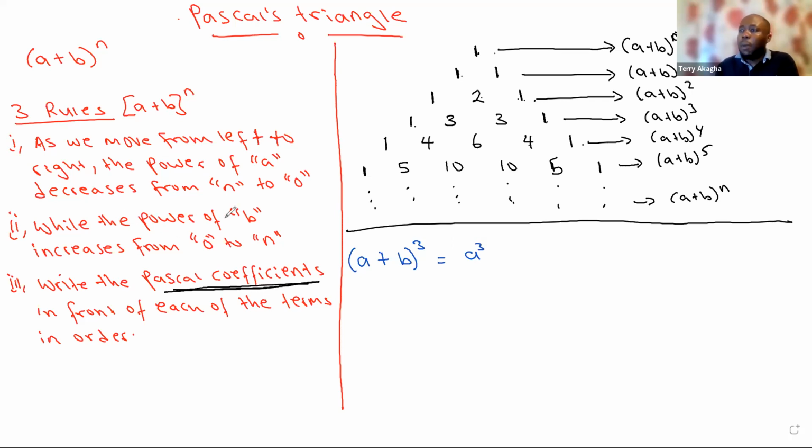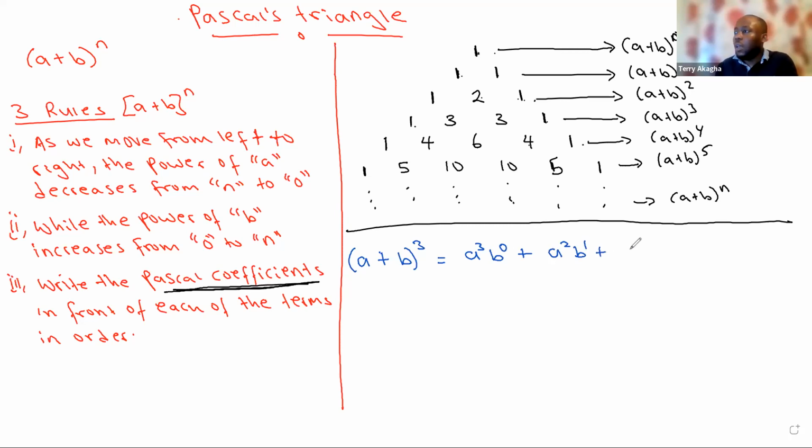Okay. While the powers of B increases from 0 to n, B is going to be raised to the power what? 0. Are you seeing it? So that's it. You keep reducing A and you keep increasing what? B. So the next one is going to be A raised to the power 2. Let me give more space so I can write there. So it's going to be plus A to the power 2, B to the power 1. Can you see? A keeps reducing while B keeps on increasing.